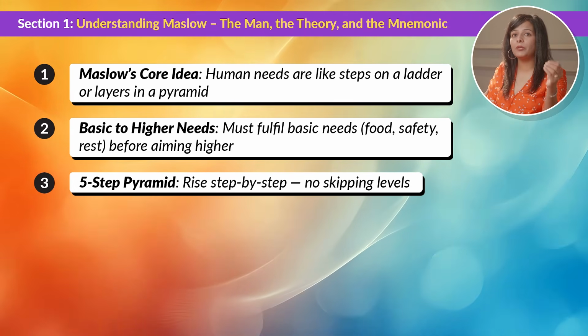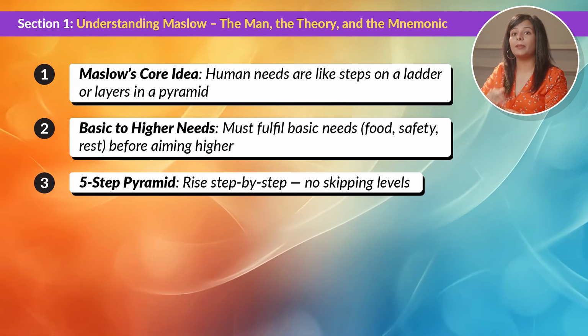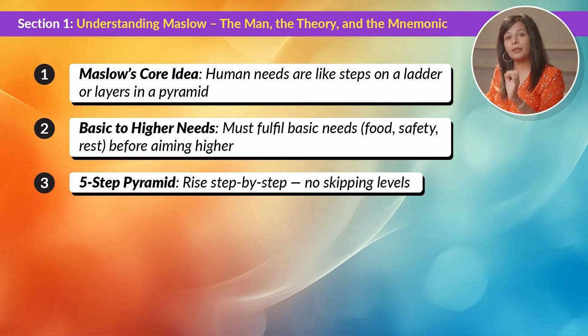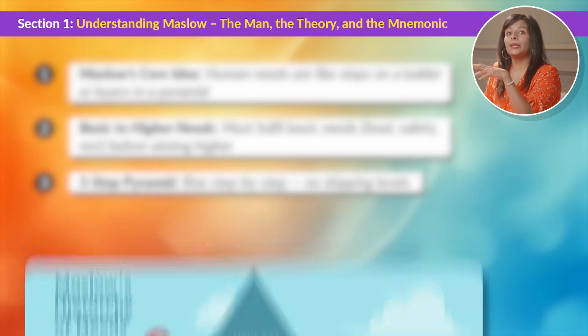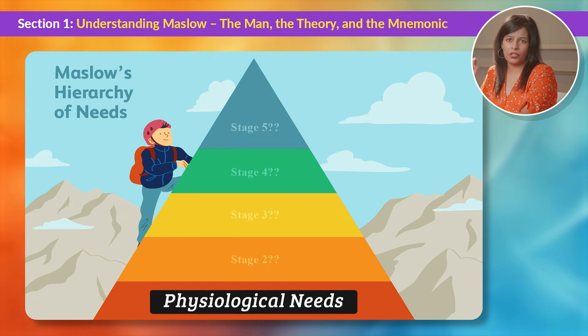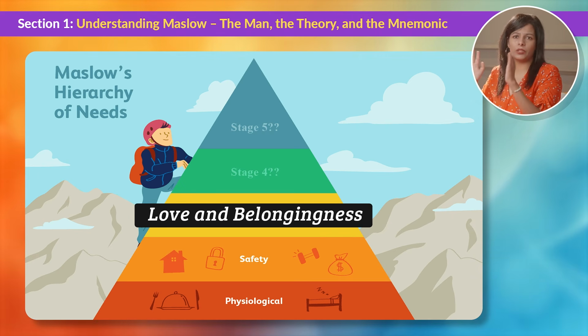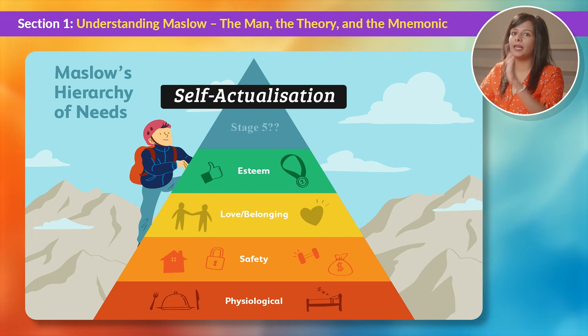It is a 5-step pyramid. Maslow said that to rise in life, you need to take one step at a time. You can't jump straight to the top without standing firmly on the steps below. Just like you can't reach the terrace without first climbing the stairs. Let's quickly look at what these 5 stages are before we explore each one in detail. The first stage is physiological needs, the second is safety needs, the third is love and belongingness, the fourth is esteem needs, and right at the top is self-actualization.